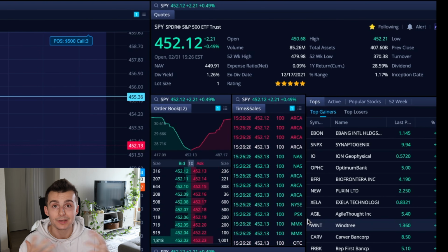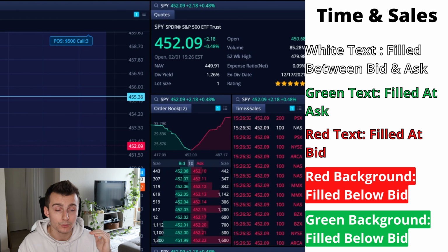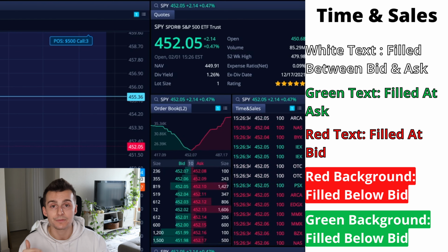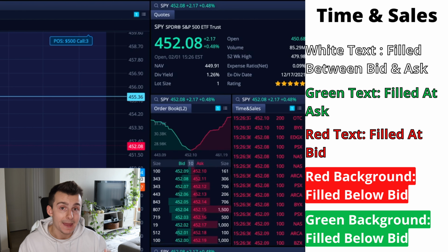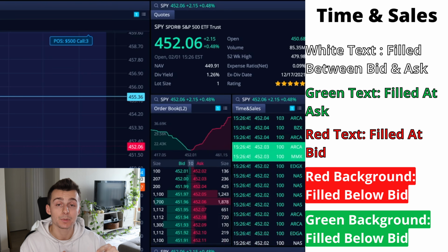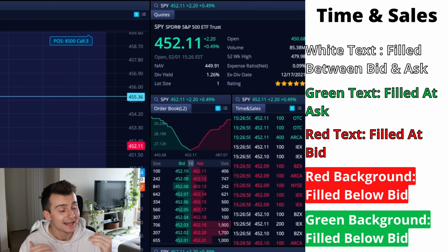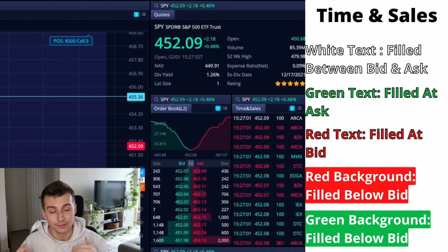So again, running through really fast. White means it was filled between the bid and the ask. Green means it was filled on the ask. Red means it was filled at the bid. And then the background colors: background green with white numbers means it was filled above the ask, and background red with white numbers going across was filled below the bid. So there you guys have it.